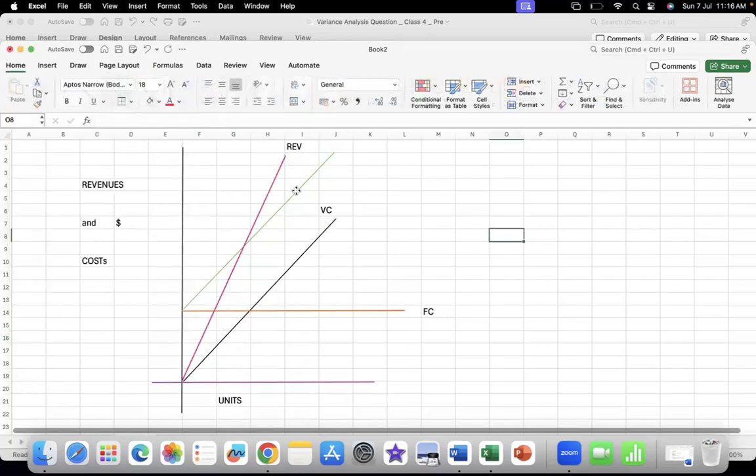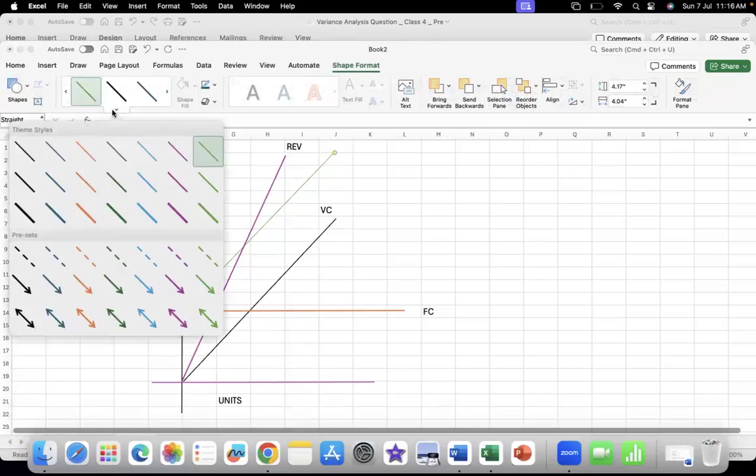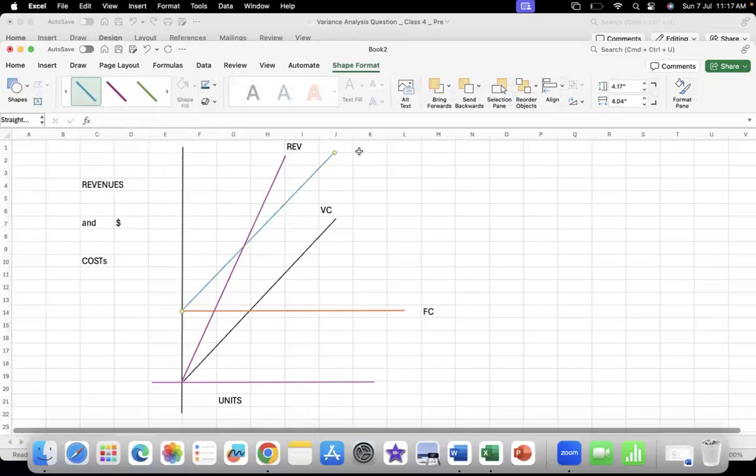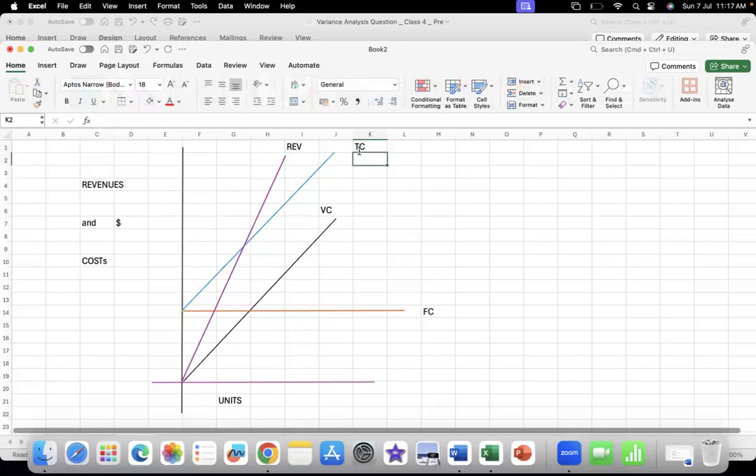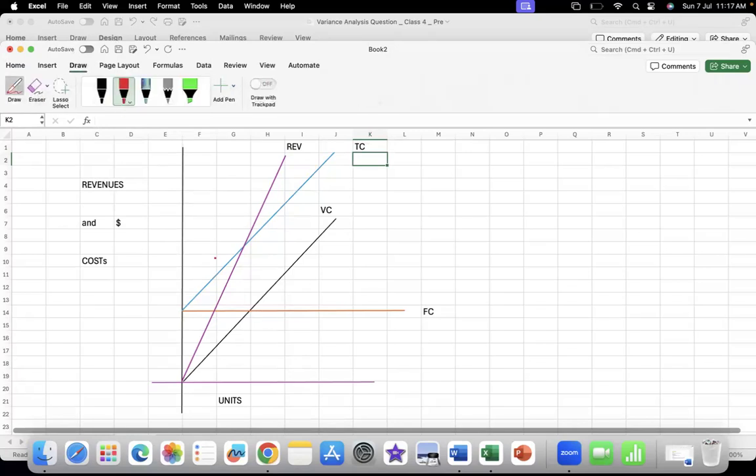And this one, the blue one, is called the total cost line. So total cost increases in the same proportion as your variable cost. If you see this, these two lines are basically parallel. This blue line right here and the variable cost line are going to move parallelly.